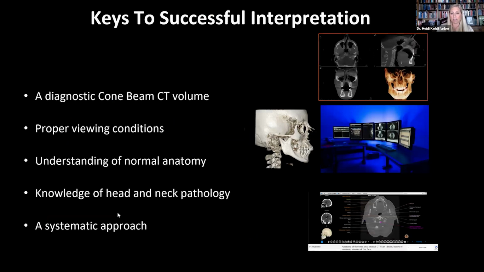All right, so what are our keys to a successful interpretation? First of all, a diagnostic cone beam CT volume. We want to make sure that there are no motion artifacts. It's taken at the appropriate exposure setting. And of course, proper viewing conditions. We do look at things in a dark room. I always joke about this, come on over to the dark side. Don't be afraid of it. But you can see a lot more gray values when you're looking at your cone beam CT in a dark room.